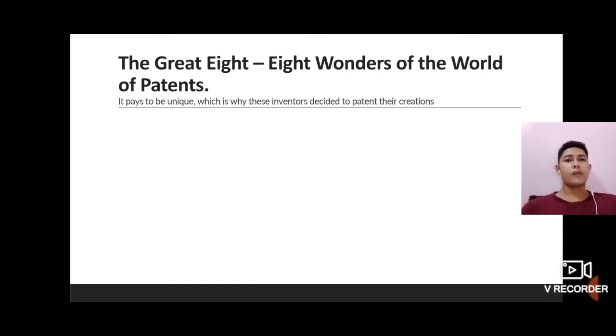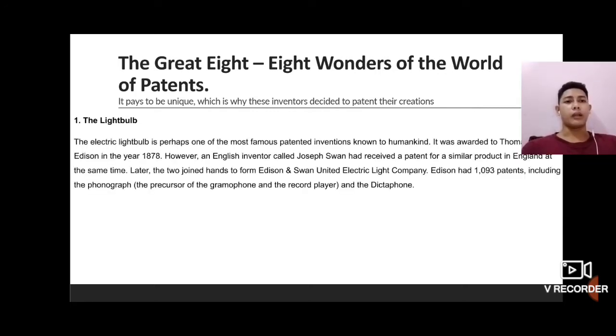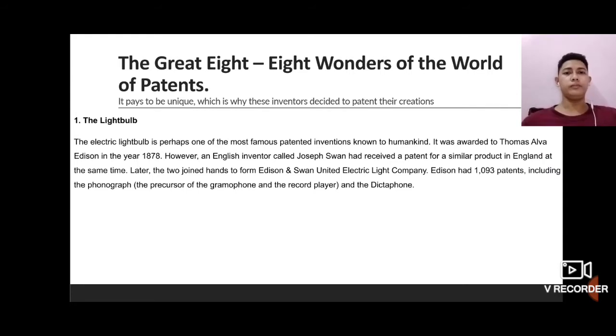We have the great eight wonders of the world of patent. The first is light bulbs. The electric light bulb is perhaps one of the most famous patented inventions known to humankind.